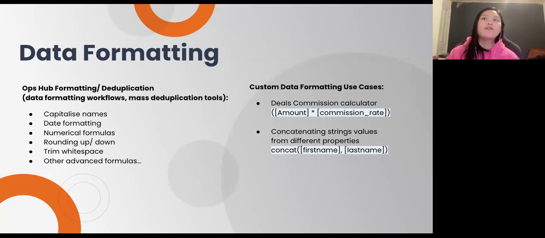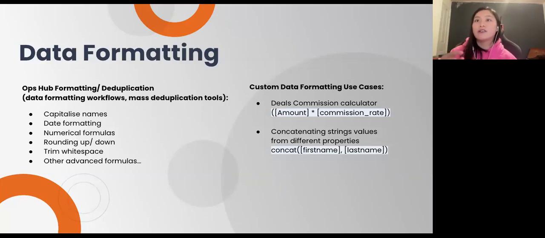So for example, if you're finding that people that generally submit specific values in a form submission, that kind of data tends to come in quite messy, you can actually use the workflow trigger to action the data formatting when someone submits a form, as an example. Now, within these workflows, you can also set up custom data formatting use cases.